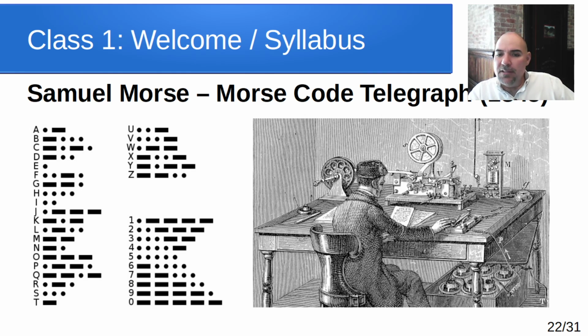Here's a picture of that. This one, you can see him with his hand on the key below the table here. This is actually a battery. This is like a voltaic electrochemical battery under the table. That's how big that is. And when you press the key, the electricity flows through here, which would then go to the other end.